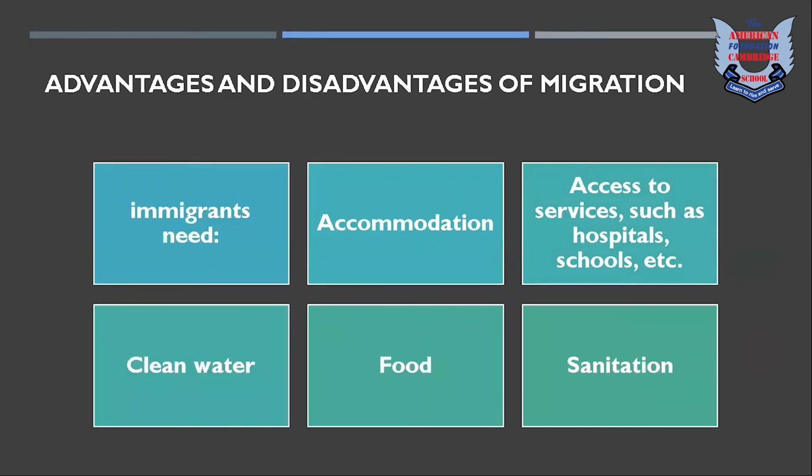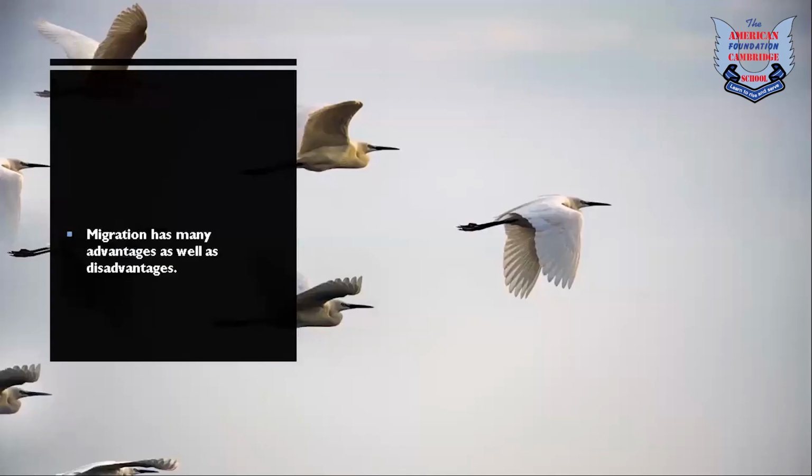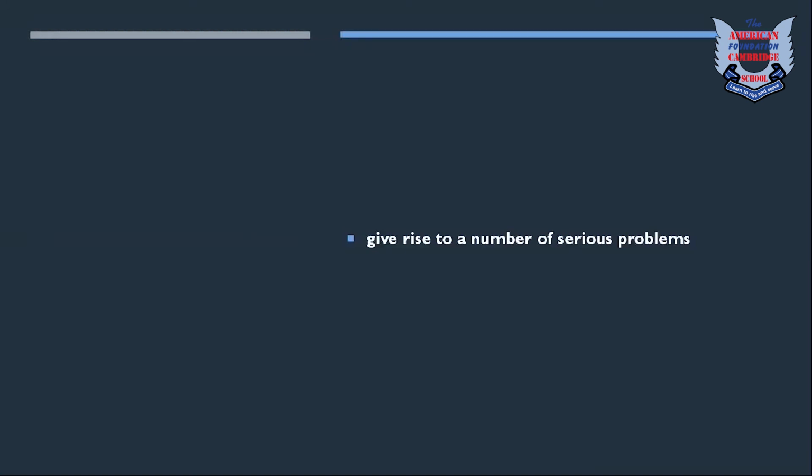Then, sanitation. Sanitation refers to public health conditions related to cleanness, like clean drinking water, food which is free from bacteria and fungi and other microorganisms, molds, etc. Then, migration has many advantages as well as disadvantages. Migration has many advantages if the host country has the resources to accommodate immigrants.